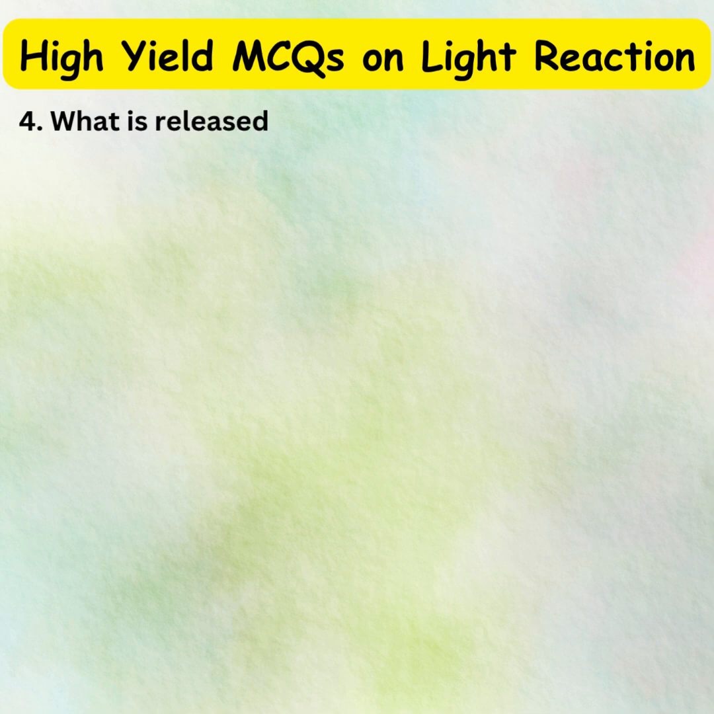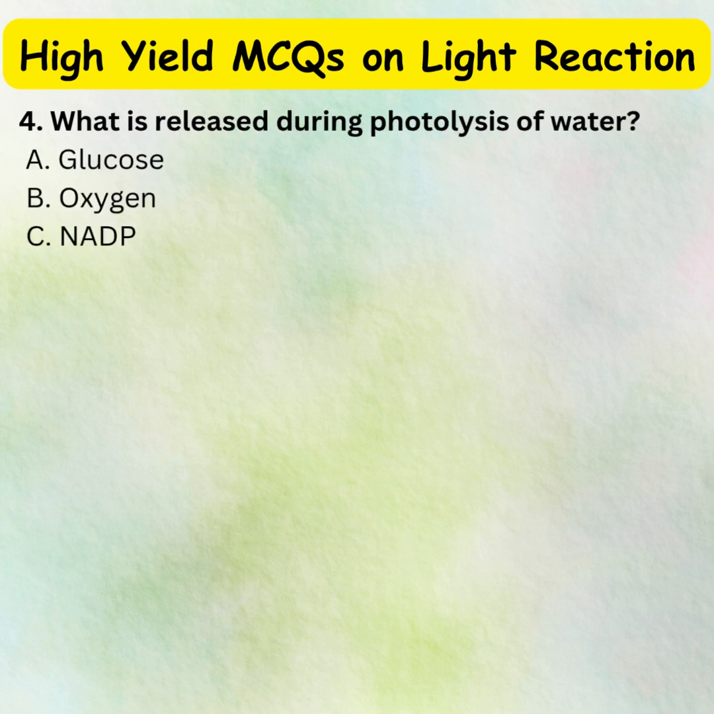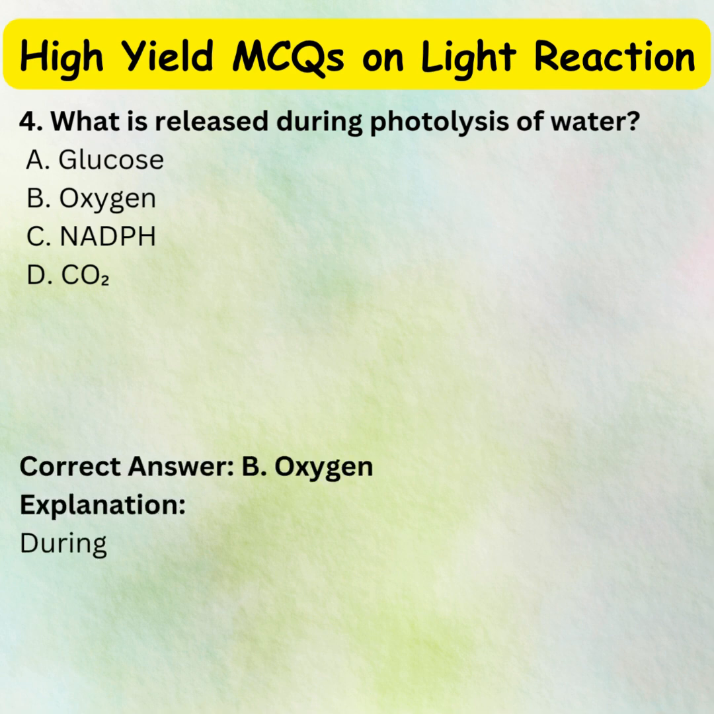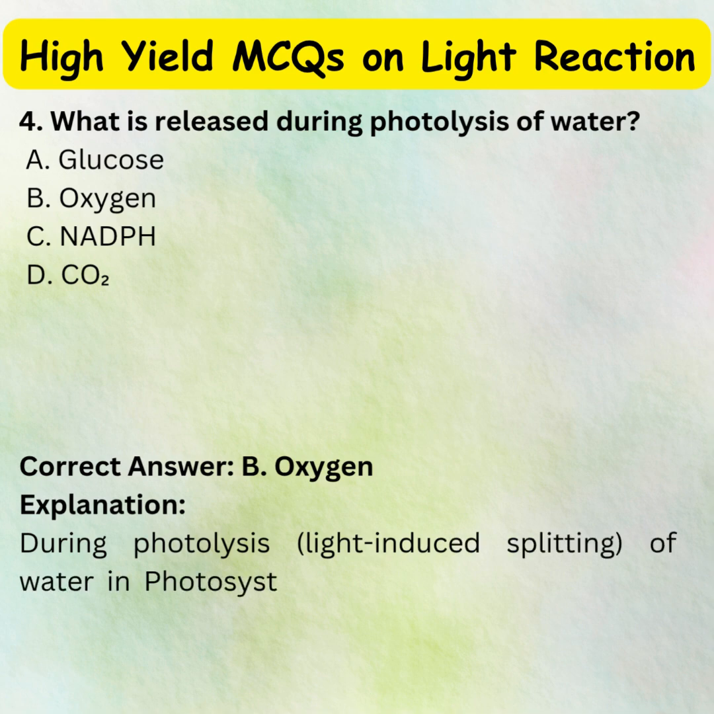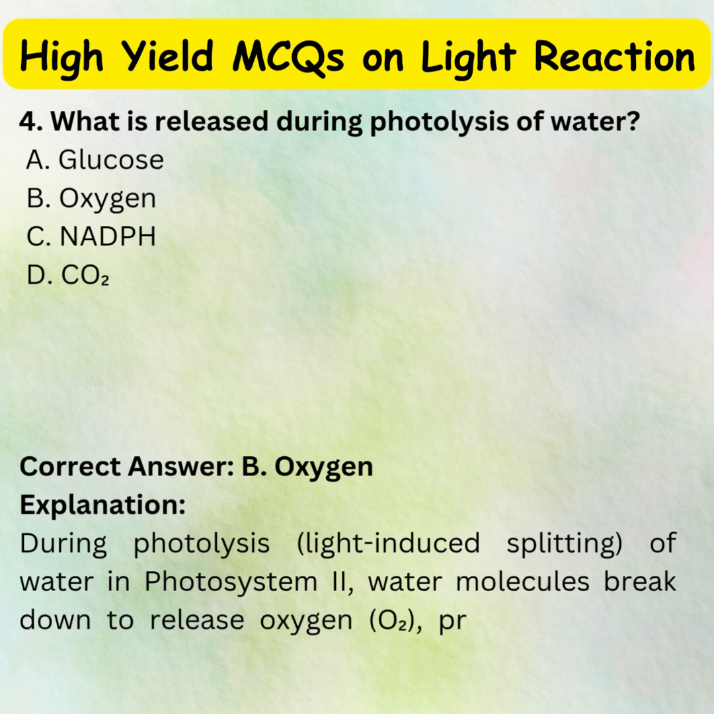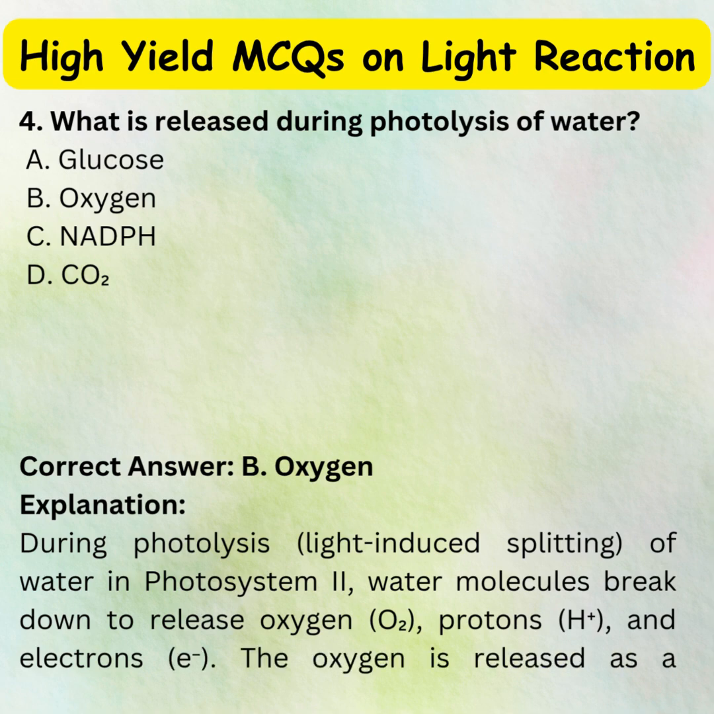Question 4. What is released during photolysis of water? A. Glucose, B. Oxygen, C. NADPH, D. CO2. Correct answer is option B, oxygen. During photolysis of water, in photosystem 2, water molecules break down to release oxygen, protons, and electrons. The oxygen is released as a byproduct.